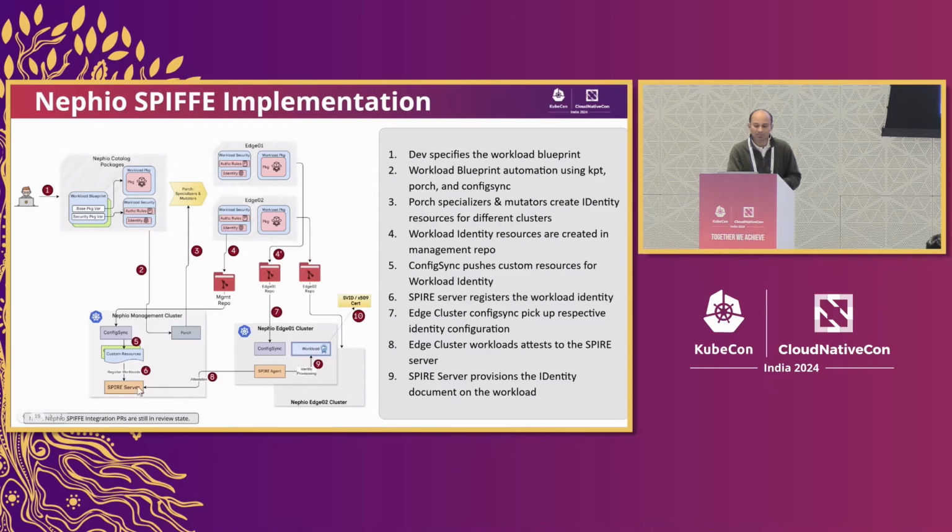The SPIRE server is present here. The aim here is twofold. One, how would the workloads here receive the identity? That's one. And there are certain control plane elements here that need to receive the identity. This particular flow makes sure that the Kubernetes resources that are required to provision this identity are placed properly in the management repo and the edge. For every cluster, there is a corresponding Git repo.